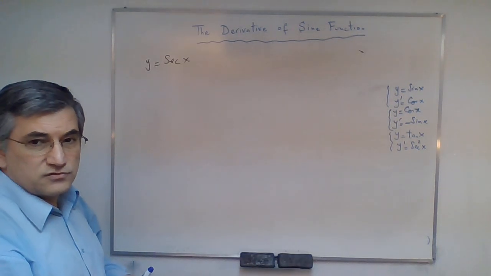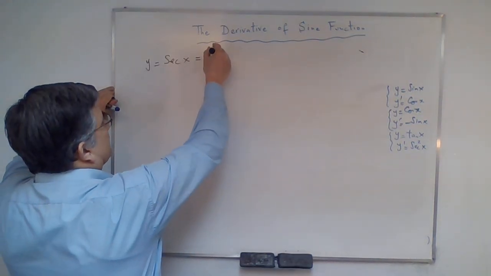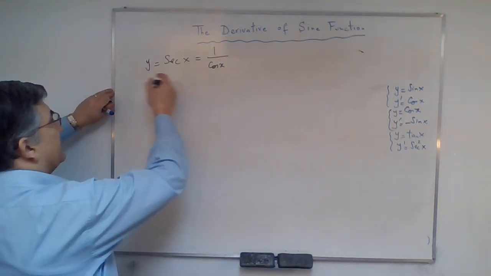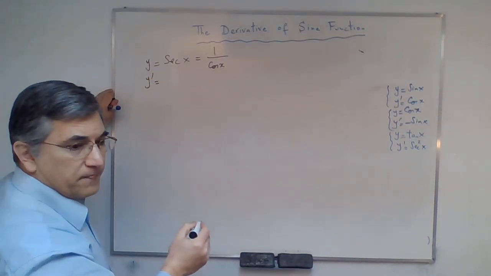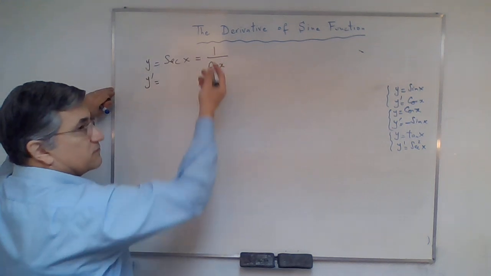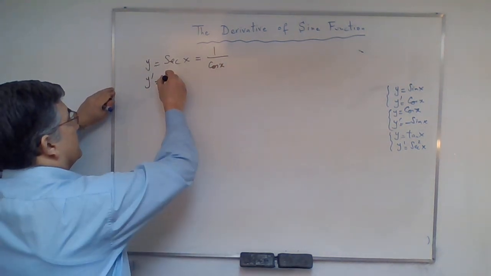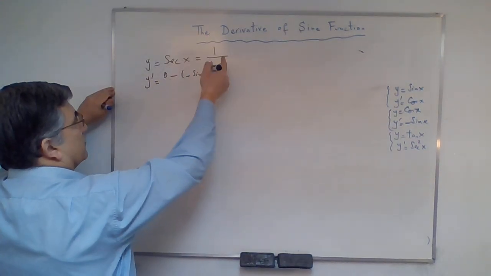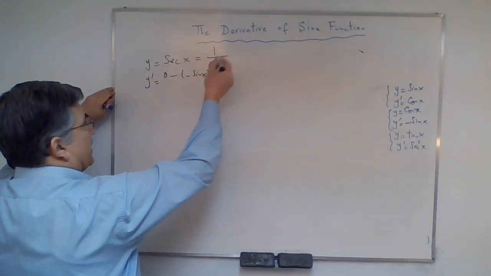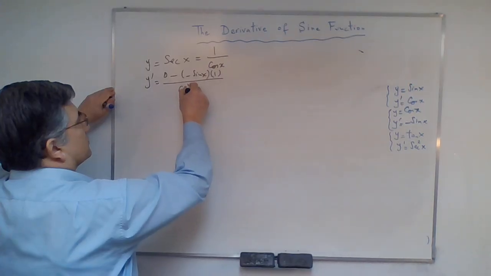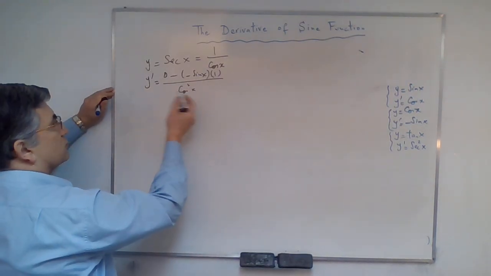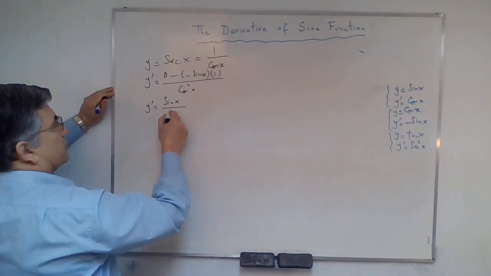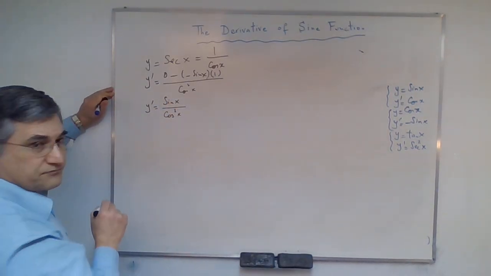To find the derivative of secant, this is what I'm going to do. I'm going to write it as 1 over cos of x. It's true. And then I'm going to apply the quotient rule. Derivative of top is 0 times bottom, and then minus derivative of bottom, which is negative sine x, times top, which is 1, divided by cosine squared of x. I applied the quotient rule. So if I simplify, I get sine x over cosine squared of x.